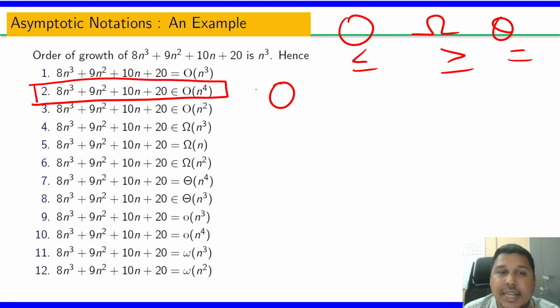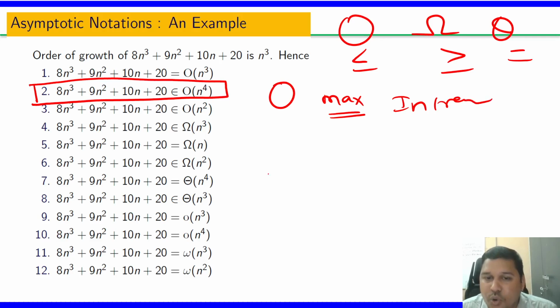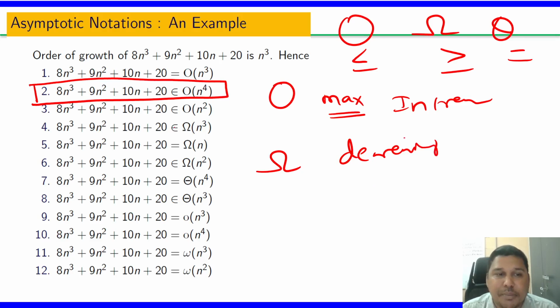So I am focusing on the maximum value side, the larger side, increasing order. I'm using omega for the decreasing order case. See, omega, here the fourth one was true, and this one also true, sixth one also true. Though it is n cube, we are writing n square. We are focusing on the lowest order of growth. Here we are focusing on the highest order of growth, right?